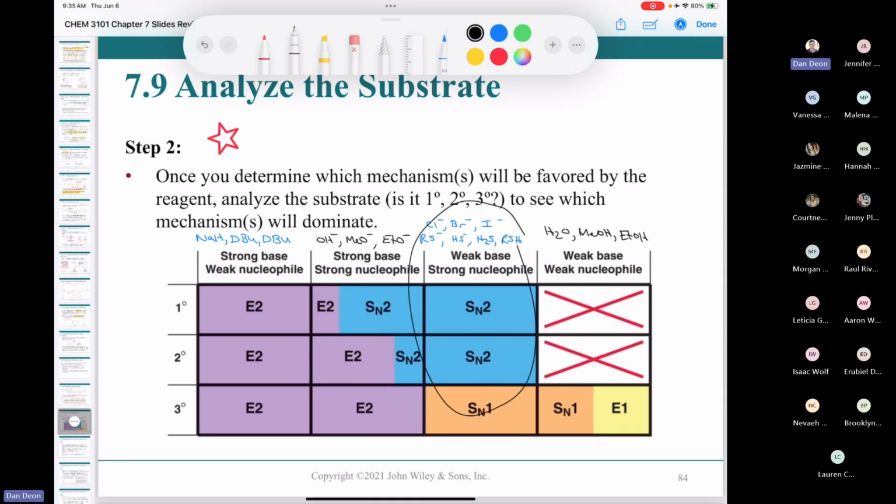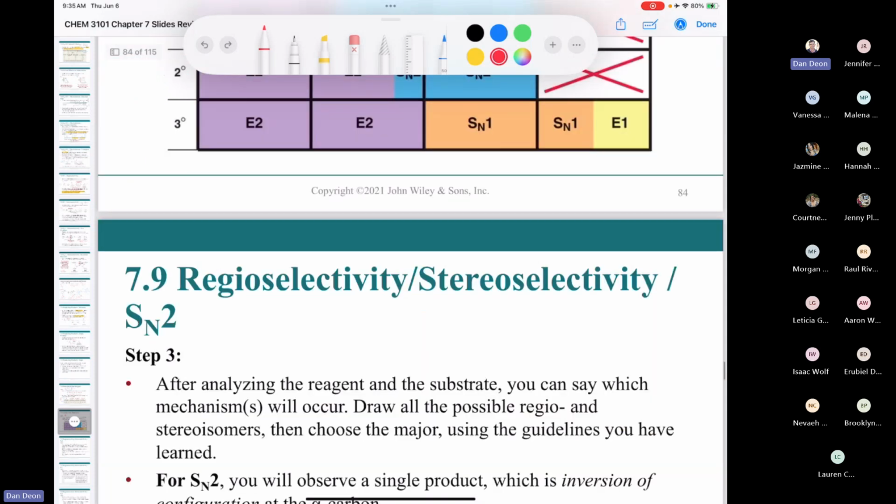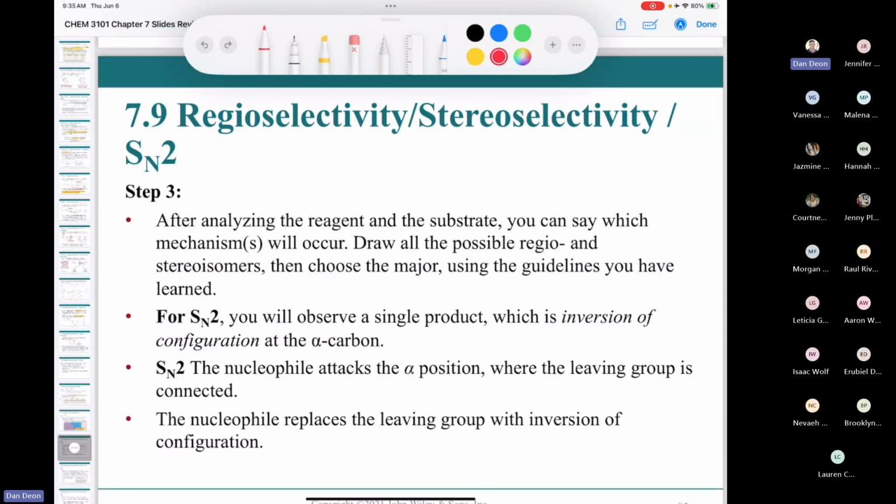Now going back to this one here, I didn't really go over this, but if you have something that's only good at being a nucleophile, if your substrate is primary or secondary, in that case, you're going to get only substitution. But if it's tertiary, it would have to be SN1 because it can't be an SN2. Okay, so that's kind of how we make our decisions in terms of SN1, SN2, E1, and E2 reactions. After analyzing the substrate, determining whether it's primary, secondary, or tertiary, you can say which mechanism is going to occur, draw all possible regioisomers and stereoisomers, and choose the major and minor products using the guidelines that we did.